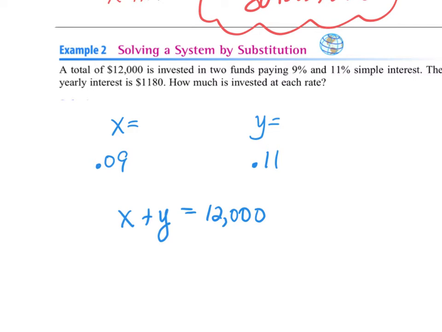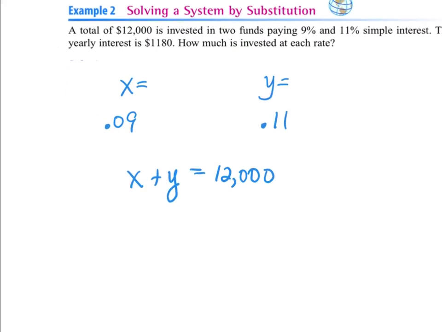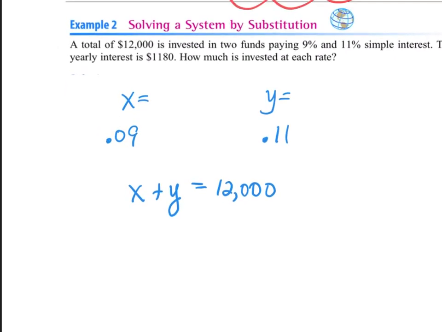Okay. What is my second equation going to look like, you think? We're talking about interest. Well, we have a second equation. What is the interest rate that I chose for x? Doesn't matter. You can make it. It doesn't matter if it's x or y. What's the interest rate that I chose x to be? X. So if I wrote 0.09x plus what? 0.11y, what should that equal? 1,180.